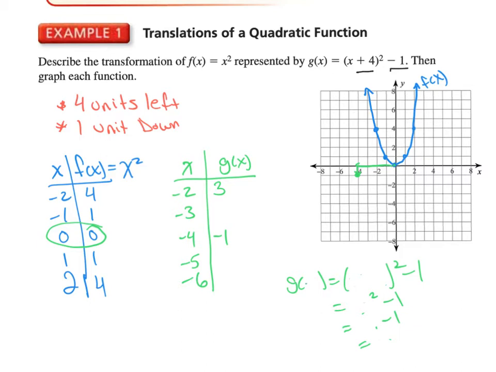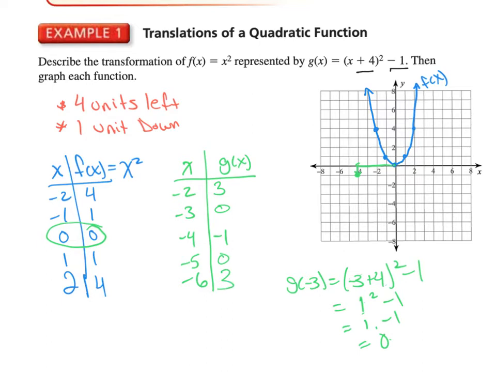Plug in -3. -3 minus 4 squared plus 4 squared. That would be 1 squared. 1 squared is 1. 1 minus 1 is 0. So we get a 0 right there. If we plug in the 5, we're going to get a 0. We plug in a -6, we're going to get 3.